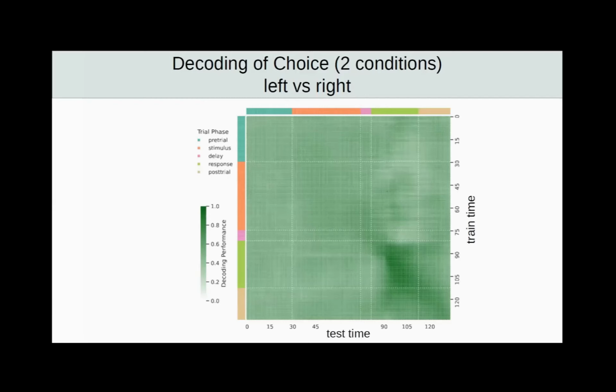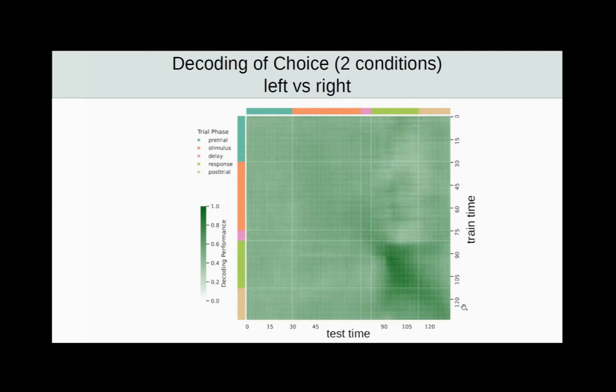Now, as I said, we can also decode the choice. In that case, we are mixing trials where the animal is making errors as well, meaning that you have to incorporate the mixed trials. And so here you've got the same evolution of the accuracy as before.